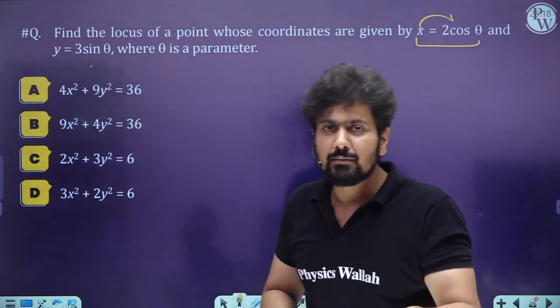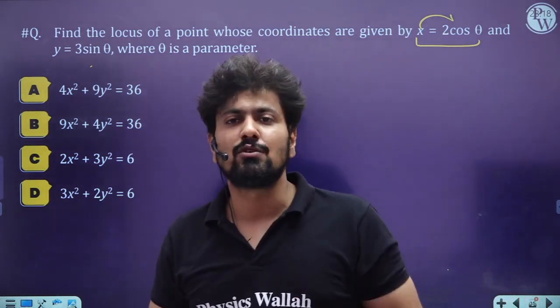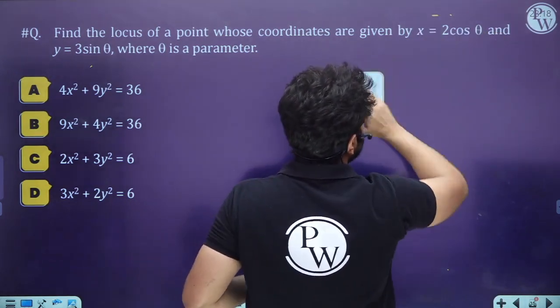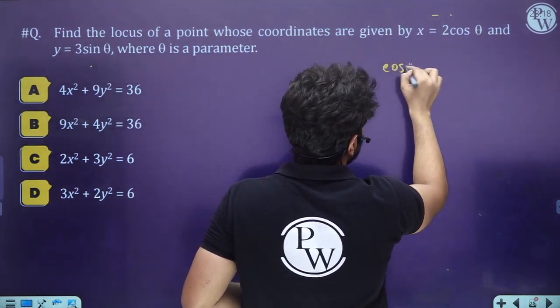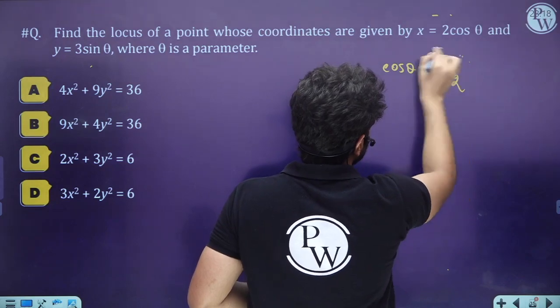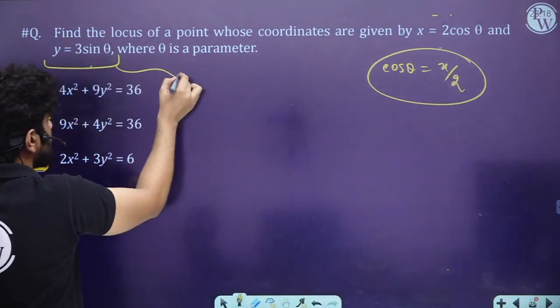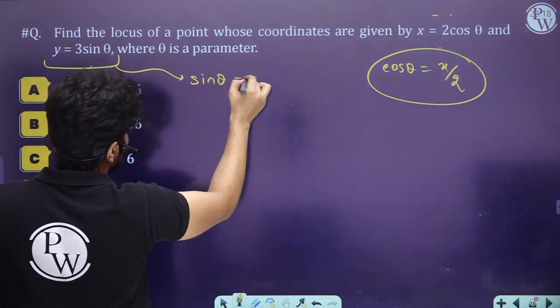Now, the locus is an equation in terms of x and y. So what information do we have? x is equal to 2 cos theta, so the value of cos theta will be x by 2. And another piece of information, y is equal to 3 sin theta, so the value of sin theta will be y by 3.